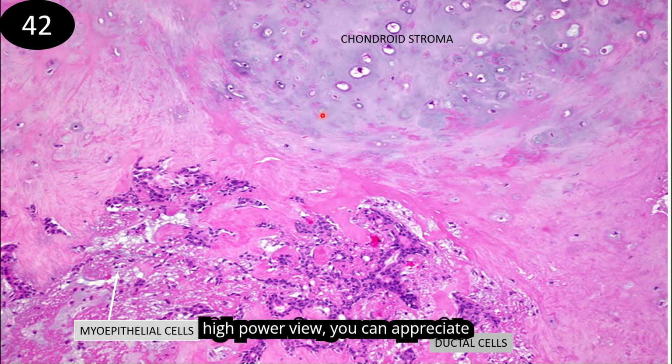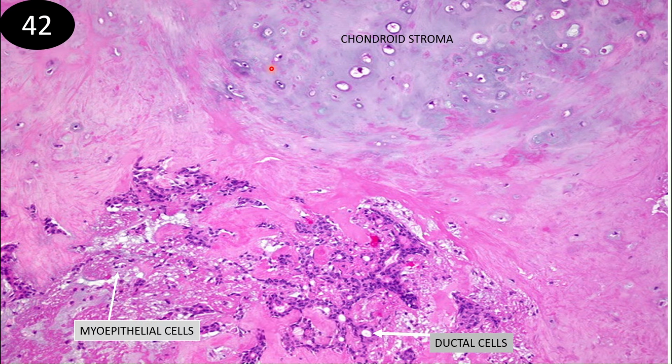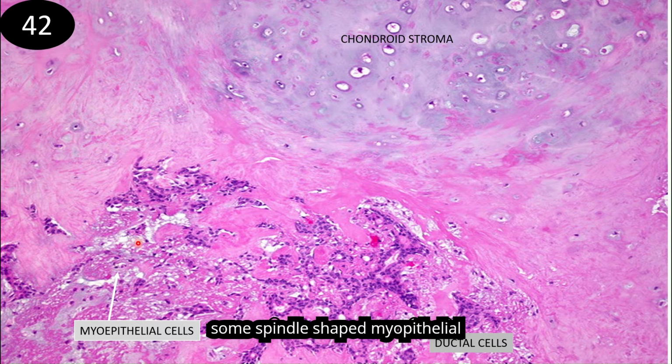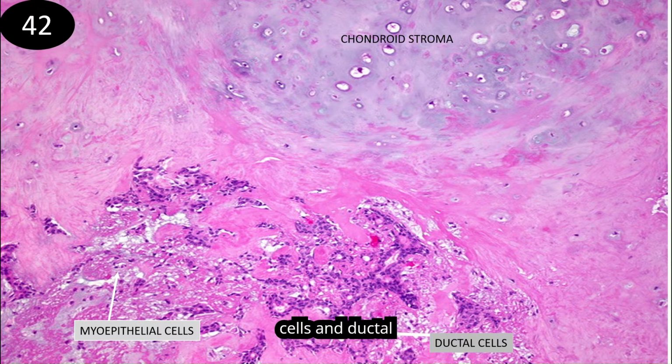In high power view, you can appreciate cartilaginous stroma, some spindle shaped myoepithelial cells and ductal cells. So this is the slide of pleomorphic adenoma.